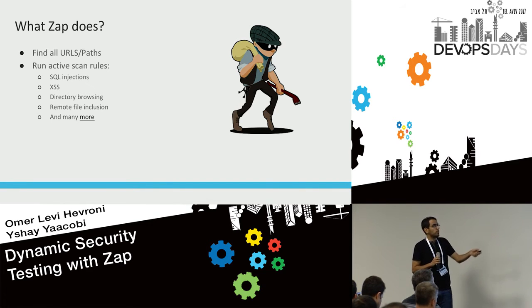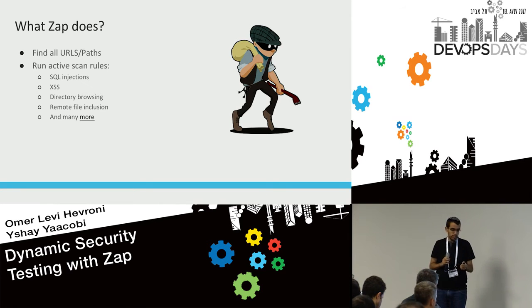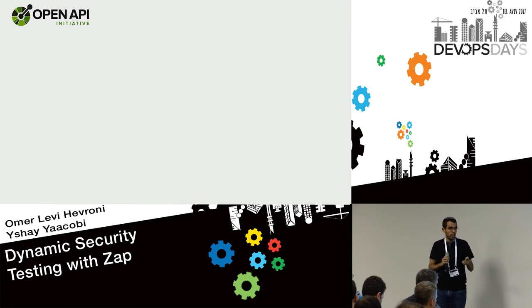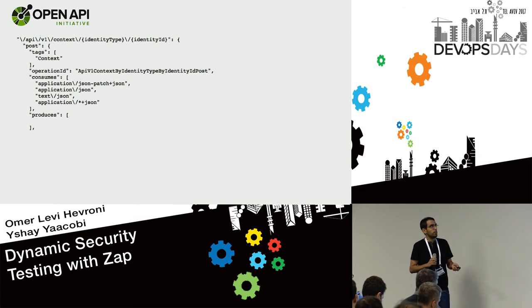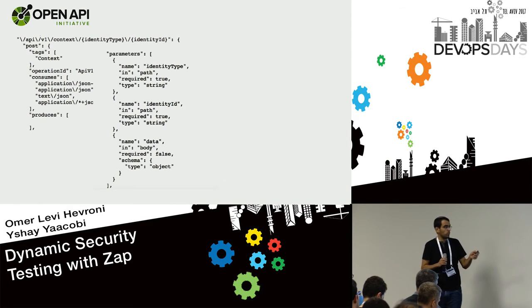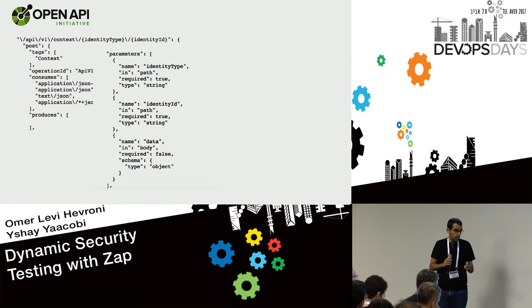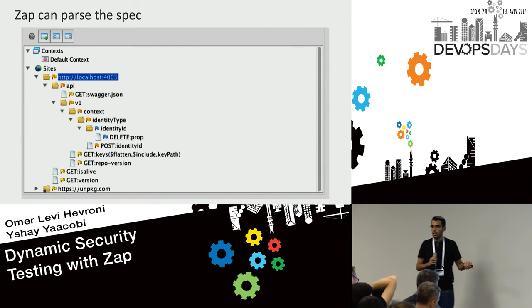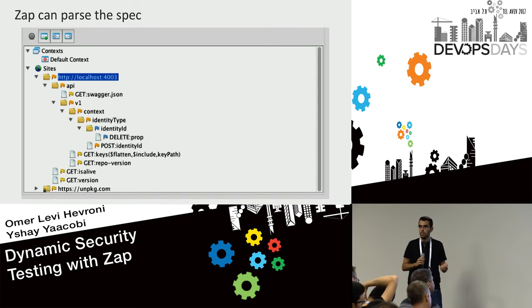Now, I said that the first part is to get all the relevant endpoints. We have a nice trick for APIs. There is something called OpenAPI or Swagger, which I guess you already heard about. It's a way to describe in JSON all the endpoints in your API. You can see that we have the endpoint here, and the parameters and the type of each parameter, really descriptive. And we can give it to Zap. By giving it to Zap, you can see that now Zap knows all the relevant endpoints in our API, and it also knows the parameters as described in the Swagger.